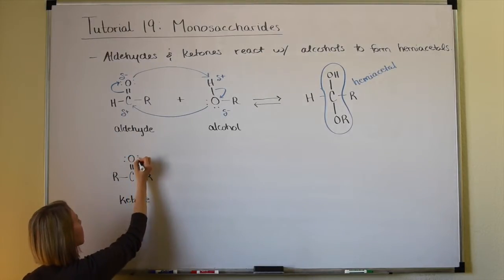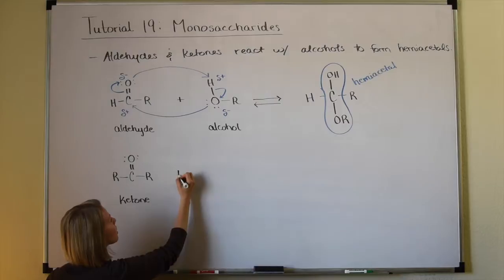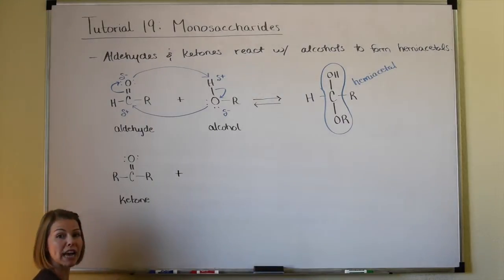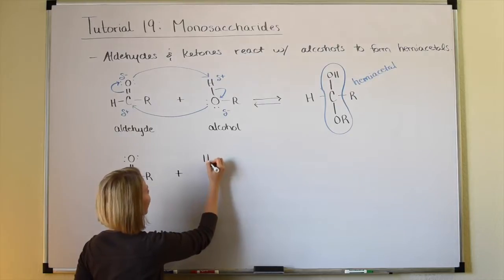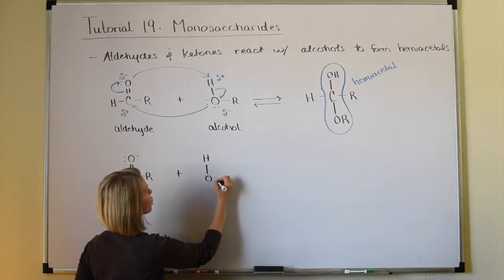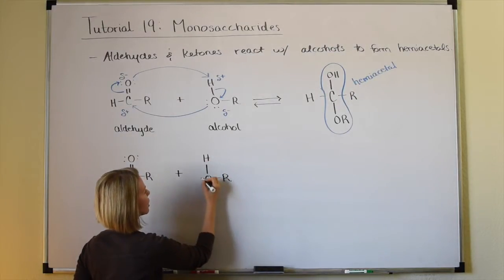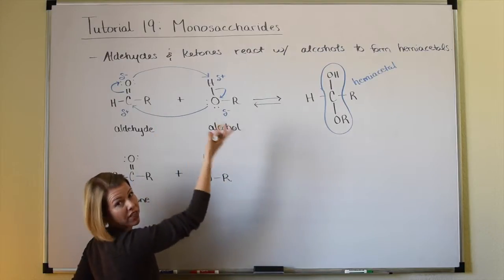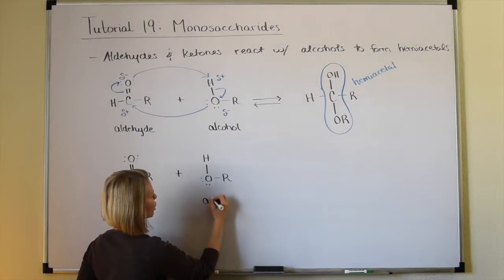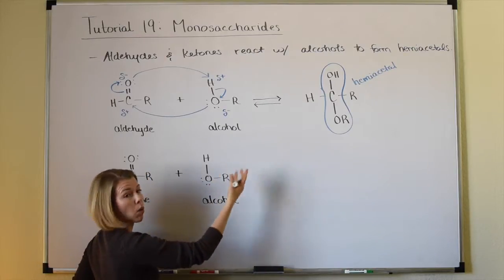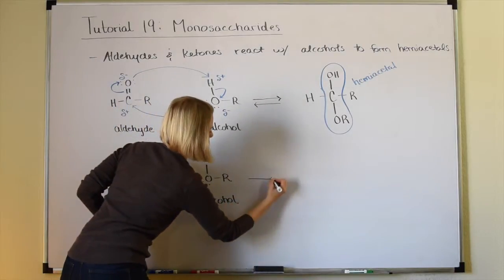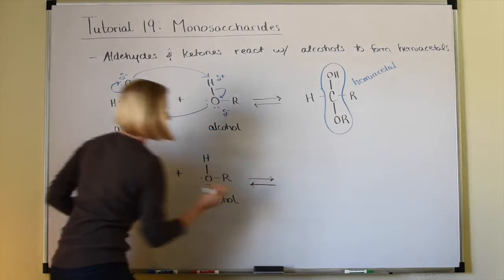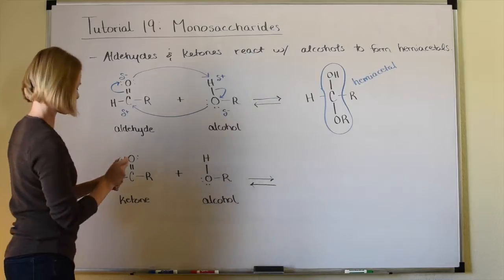And again, I'll show my lone pairs. And again, I'm going to draw my alcohol in that kind of unique way there, with the hydrogen and the oxygen in position to just show this method. Okay, so here's my generic alcohol. Again, doesn't matter if it's one carbon over here or two carbons or three carbons, that's not important. And the reaction is reversible, so I'll write two arrows there.